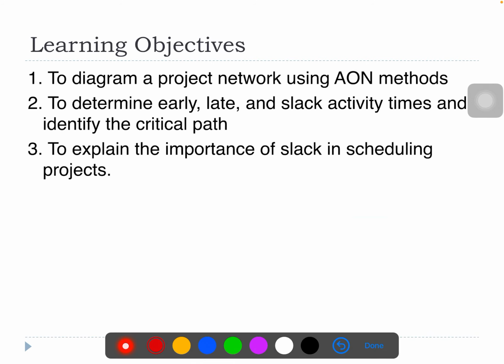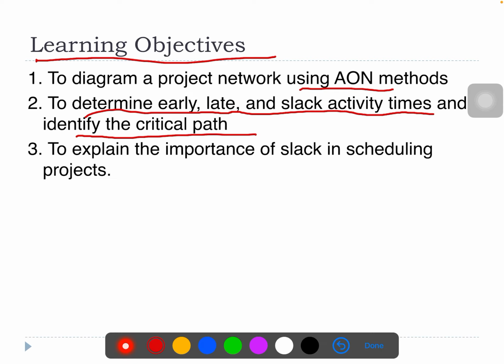Developing a project plan. Well, this is about learning how to produce an AON and to determine early and slack activity times and identify the critical path, and to explain the importance of slack in scheduling project. Okay, I shall continue later.